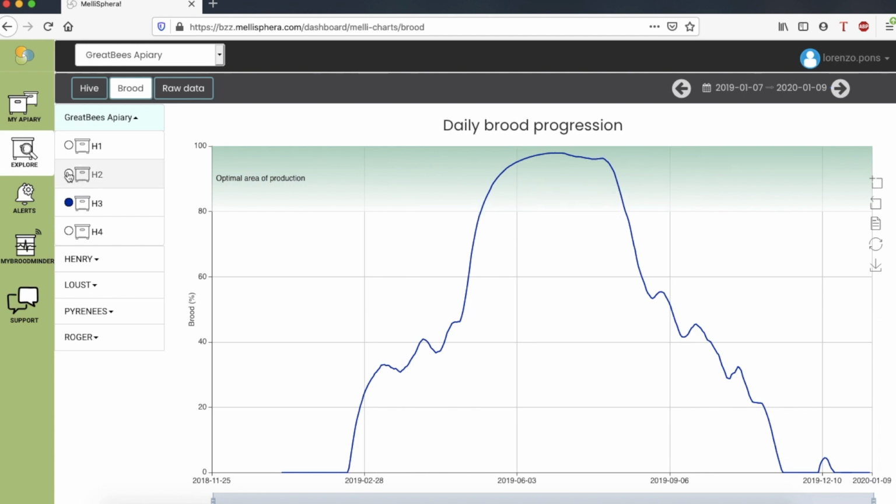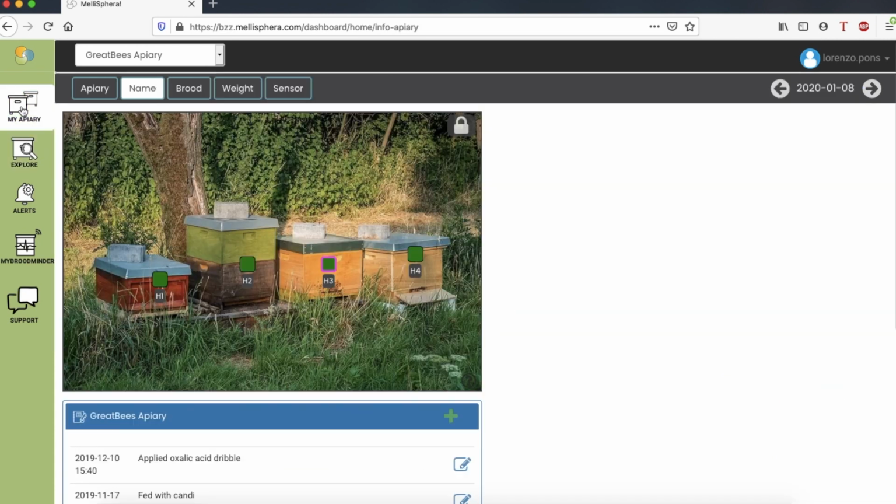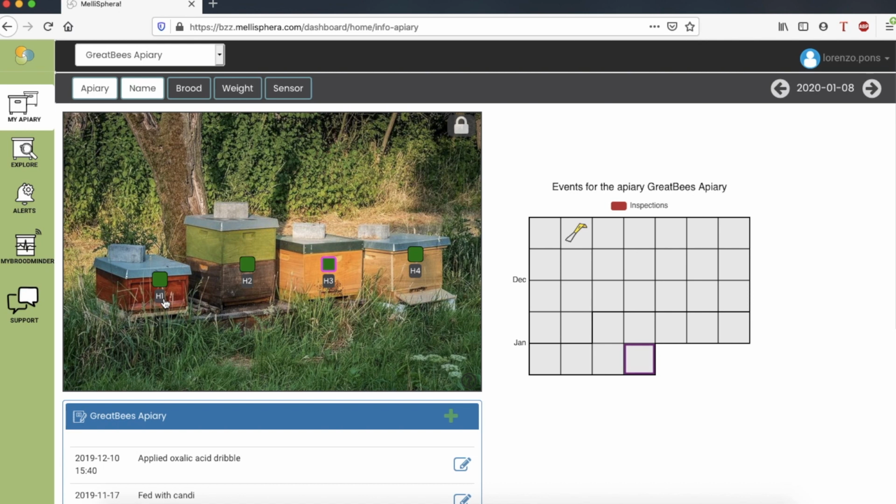And I would like to overlay it with H2. And they have nearly the same trend. Very interesting. And with H1. Okay, H1 was delayed with respect to the other ones, but ended the same way. The explanation is simple. H1 was a division of the year, so it's a hive that started during spring.